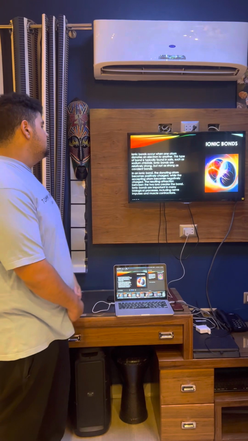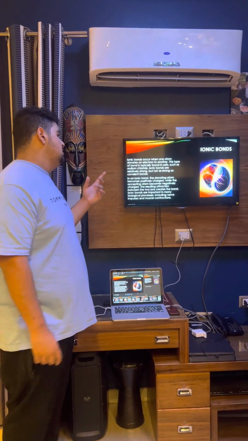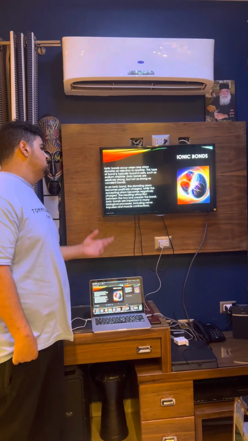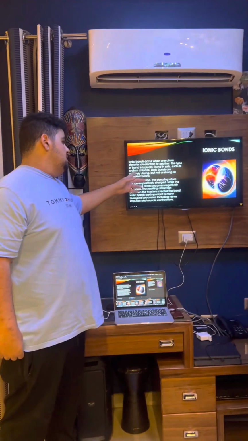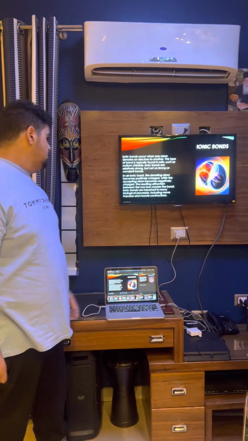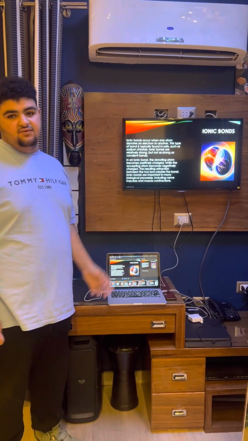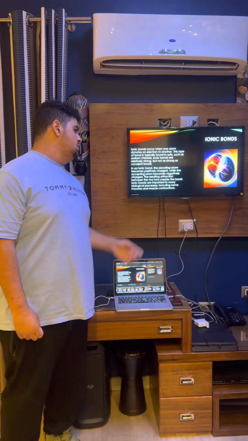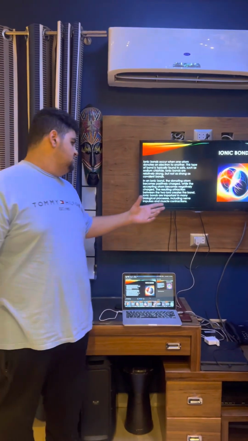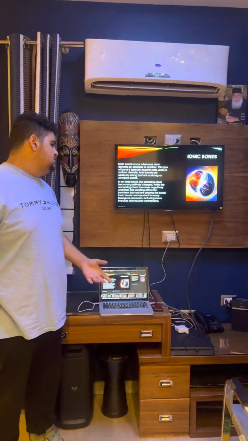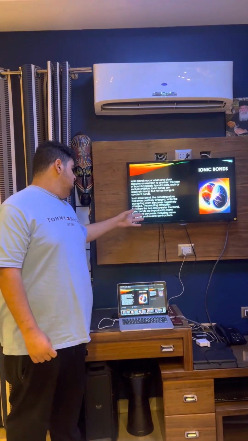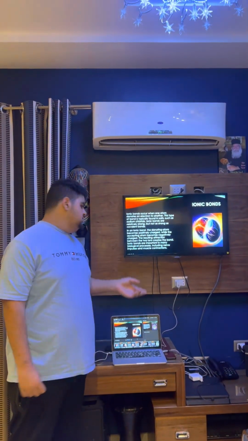Ionic bonds. Ionic bonds occur when one atom donates an electron to another. This type of bond is typically found in salts, such as sodium chloride. Ionic bonds are relatively strong, but not as strong as covalent bonds. In an ionic bond, the donating atom becomes positively charged, while the accepting atom becomes negatively charged. The resulting attraction between the two ions creates the bond.